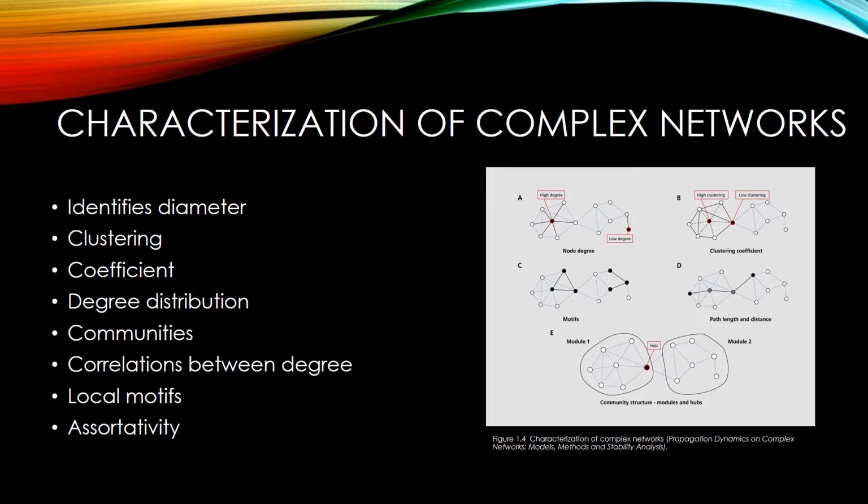Characterization of complex networks. The characterization of complex networks identifies the diameter, clustering coefficient, degree distribution, betweenness centrality, which is the number of paths going through a vertex, communities, correlations between degree and other quantities, local motifs. Motifs are subgraphs that have a significantly higher density in the observed network than in the randomization of the same, and assortativity.